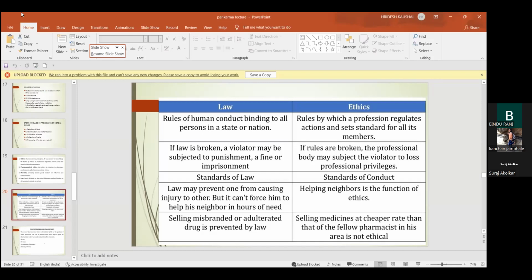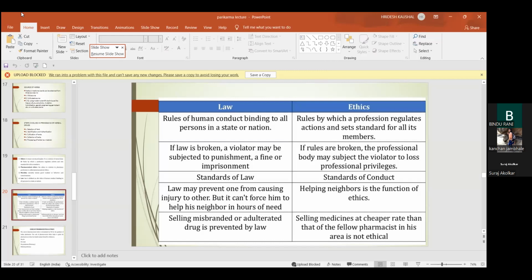So law is by force. Law is by force, so you have to follow it. But with ethics, it is not compulsory for me, but I have to do it like that only, on my own. So that is ethics. If law breaks, a violator may be subjected to punishment. If law is broken, then that person has to be punished by the government or by the agencies or whatever regulatory bodies are there.